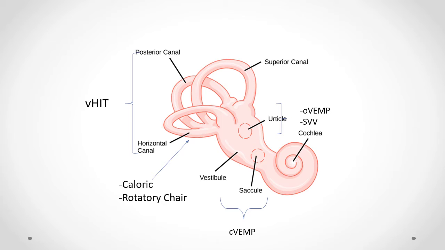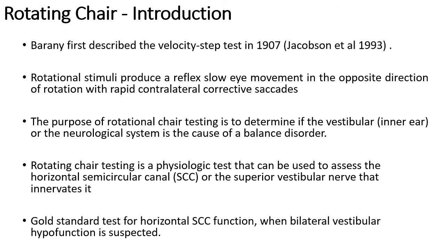So therefore rotatory chair is the best test that we use to expand the evaluation of the peripheral vestibular function, as it can stimulate frequency in the 0.01 to 1.28 Hz range, which are considered more physiologic frequencies.